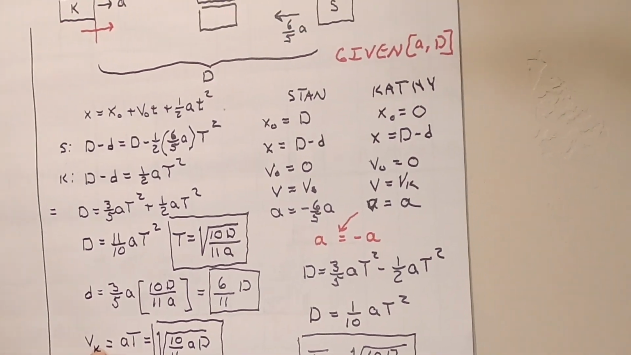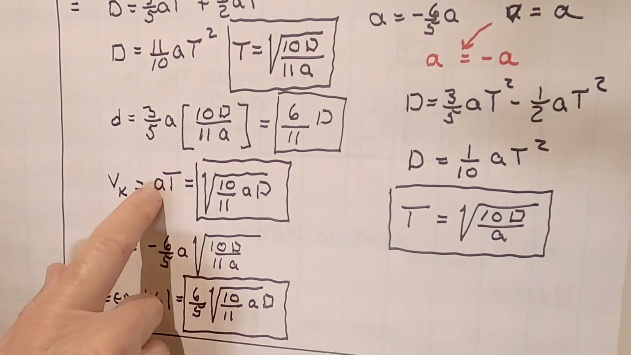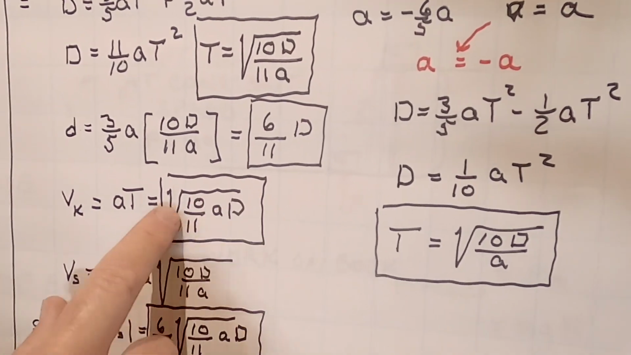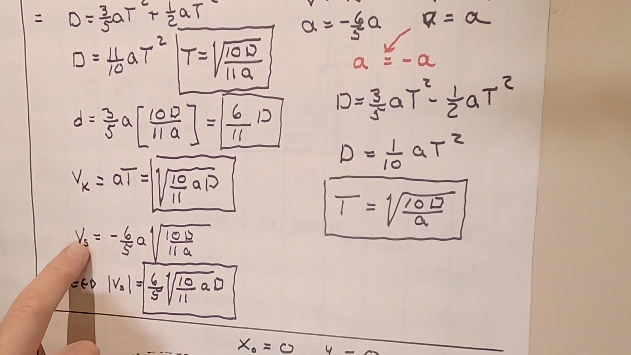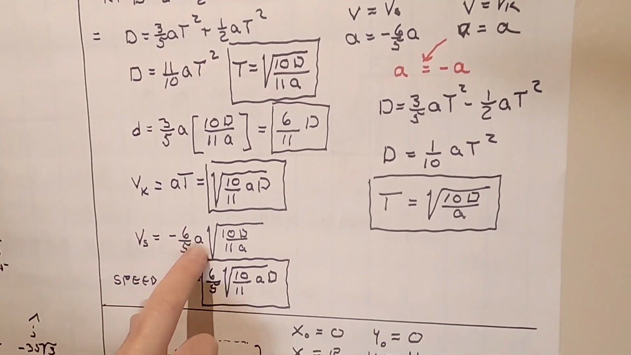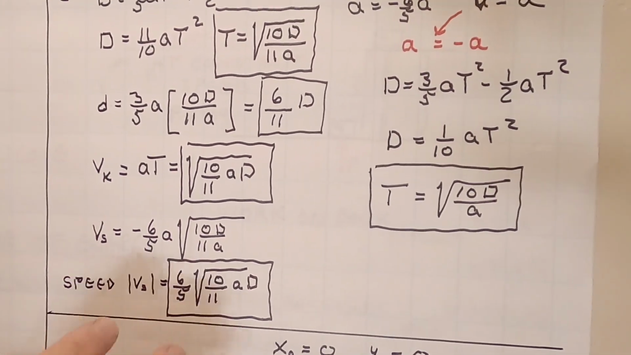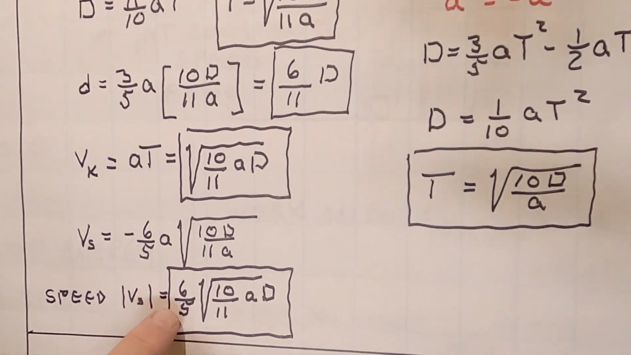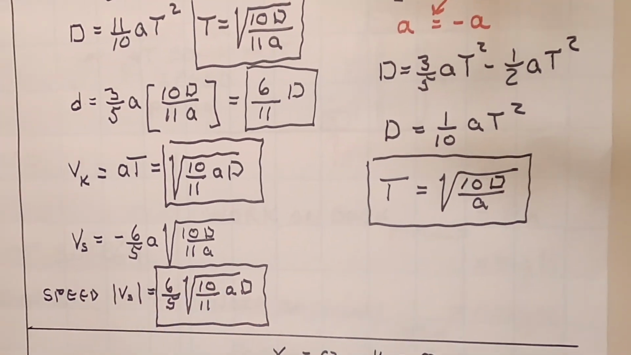Now, if we wanted to get the velocity of Kathy, it was just V naught plus AT, and V naught was 0. So it's just A times the time, which brings the A into the numerator. And the velocity of Stan would just be his A times T, except I did say his speed. I didn't take off if you didn't, but his speed is always a positive number, so you could get rid of the minus sign right there.